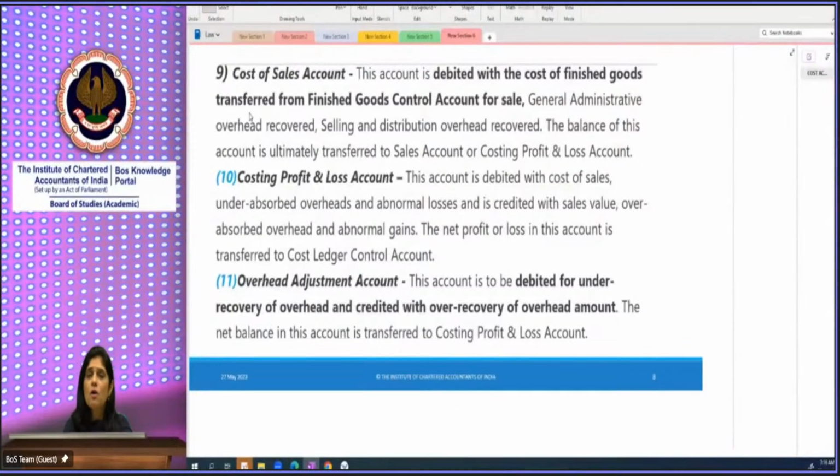I'll let you know how we do it. So the overhead adjustment account is, again, what is the gap? How much overhead is incurred and how much is absorbed. So there is a gap. That is why we have an overhead adjustment account.